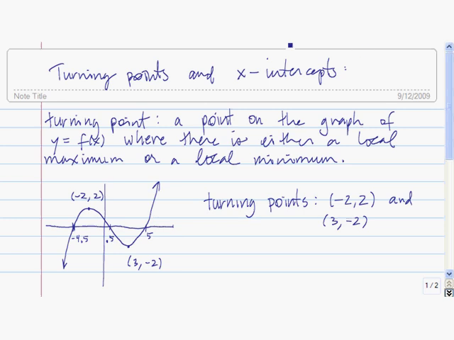The x-intercepts of a function are the places where the function crosses the x-axis. So in this case, -4.5, 0.5, and 5 are the x-intercepts of this function. Okay, let's do another example.